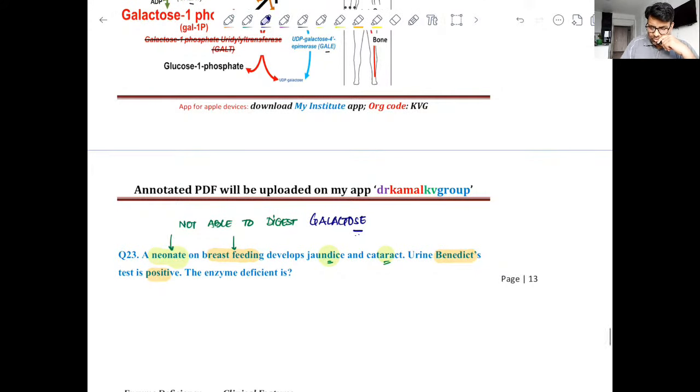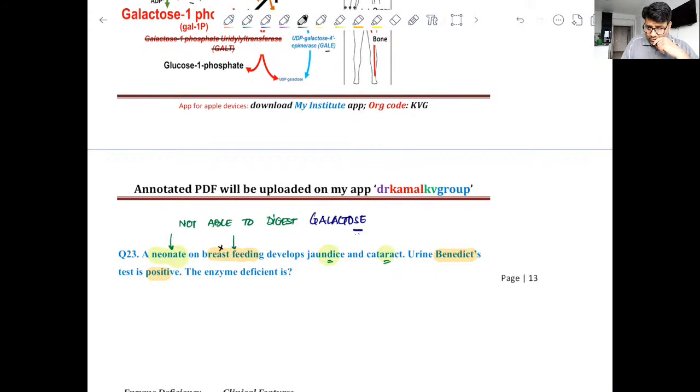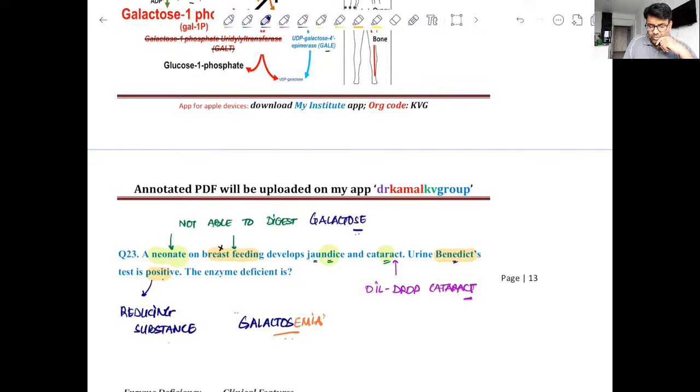So it means the neonate is not able to tolerate breast milk and therefore is having jaundice and more importantly cataract. I think most of you must be remembering that this is oil drop cataract. So the moment you have this word, I think this is sufficient enough to take you up to a diagnosis of galactosemia. So increased galactose in blood, and Benedict test is positive. It means there is presence of reducing substance in urine, and galactose is one such reducing substance.